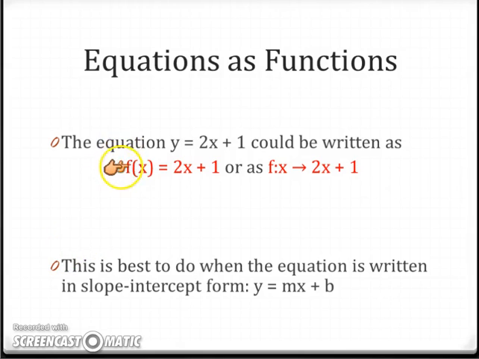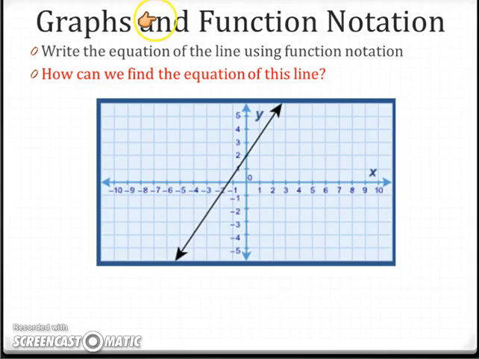And it's easiest to write these equations when they're written in slope-intercept form, where m is the slope and b is the y-intercept. So you can clearly see those two values. This way, if we're given a graph of a function, or a graph of a line, we can easily write the equation of this line by using slope-intercept form.